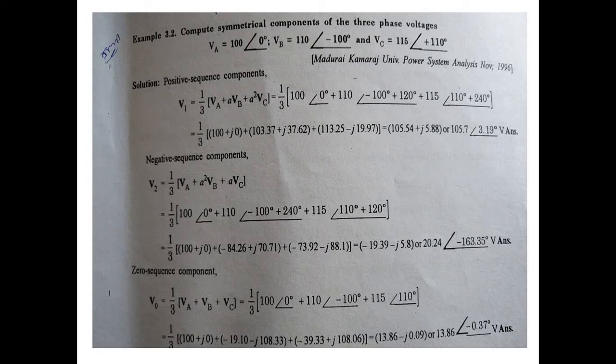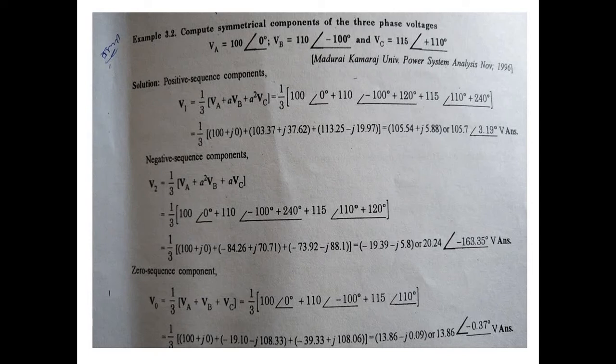First of all, we have to calculate the positive sequence component, because symmetrical components are the positive sequence component, negative sequence component and zero sequence component. What is the formula for the positive sequence component? It will be denoted by suffix 1, and since we have to calculate the voltage, it is V1. If the question is related to current, it will be I1. So here V1 = 1/3 (VA + aVB + a²VC).